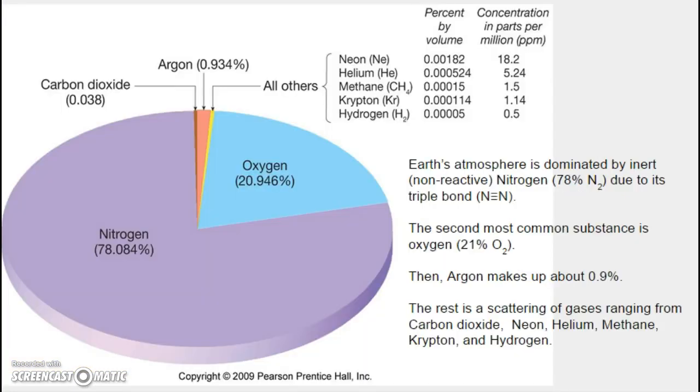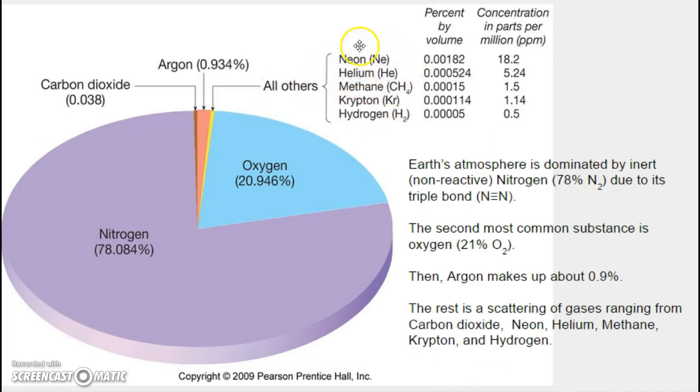So here we look at the Earth's atmosphere, which is dominated by non-reactive nitrogen, about 78% nitrogen. It's non-reactive due to the triple bond. Nitrogen triple bonds with itself. But the second most common substance is oxygen, at about 21%. And this is what is required for respiration, for life as we know it. And then there's argon at about 0.9%. And then the rest is a scattering of gases ranging from carbon dioxide, neon, helium, methane, krypton, and hydrogen.